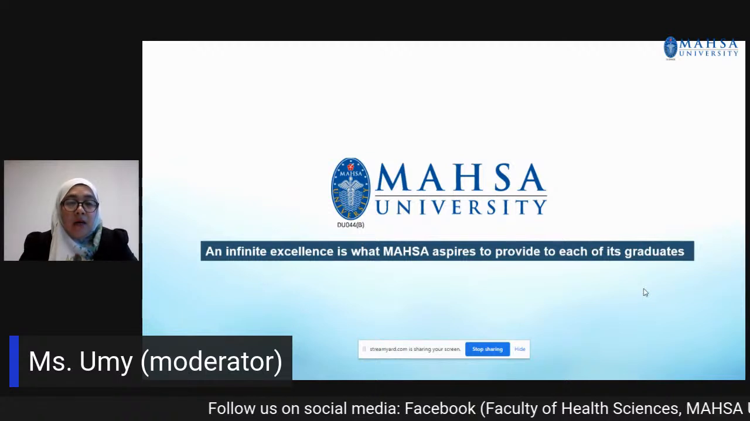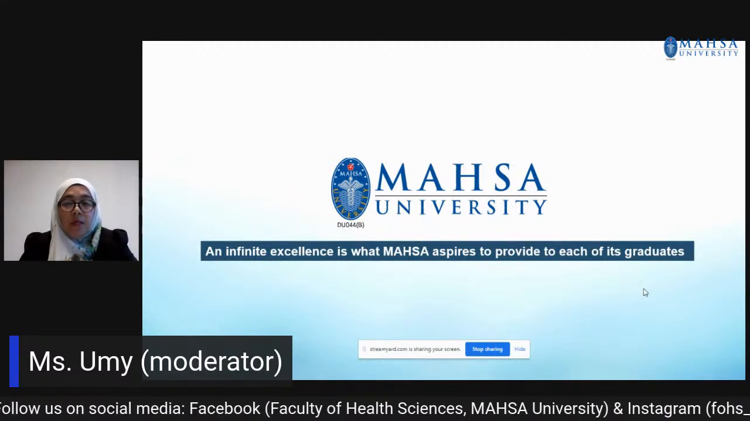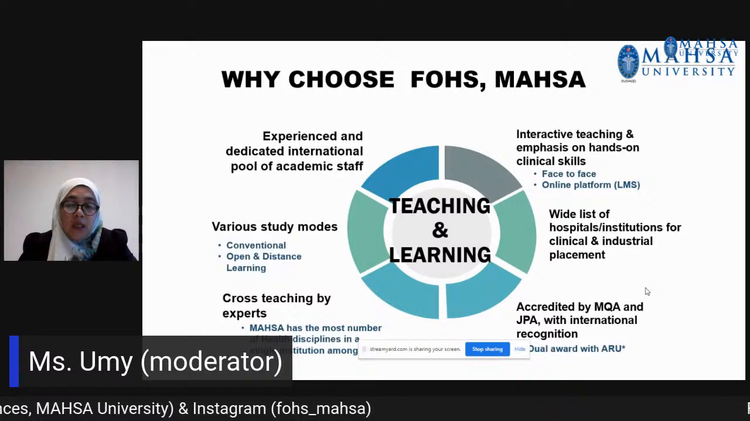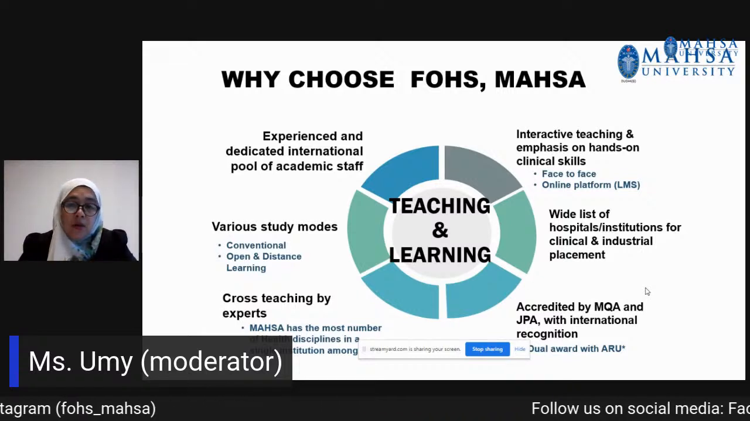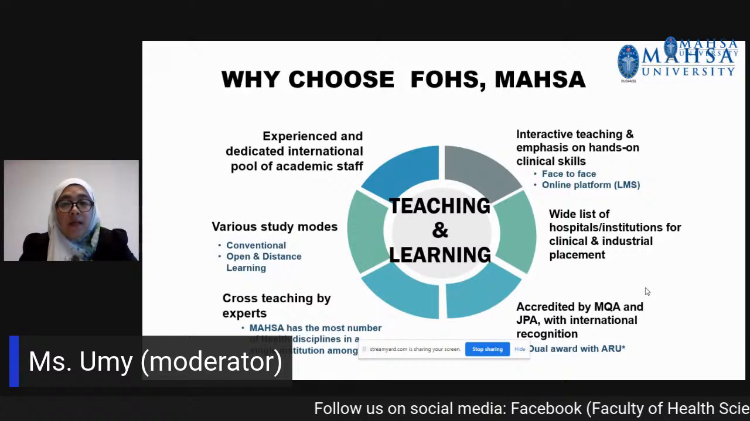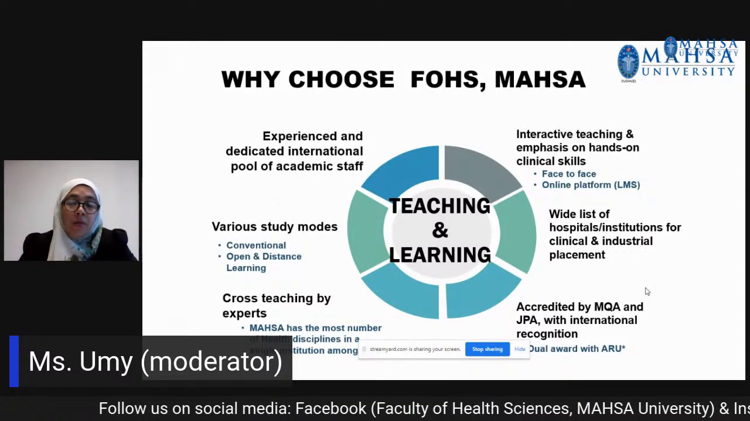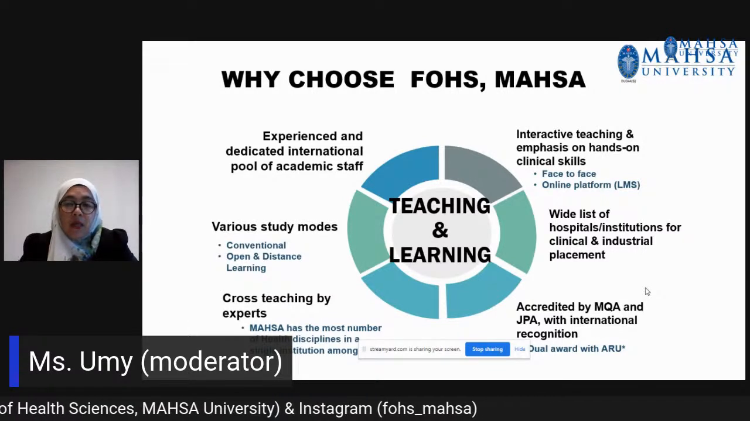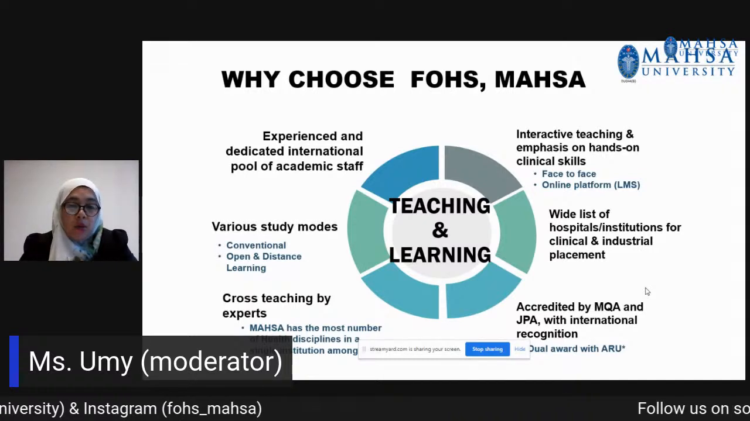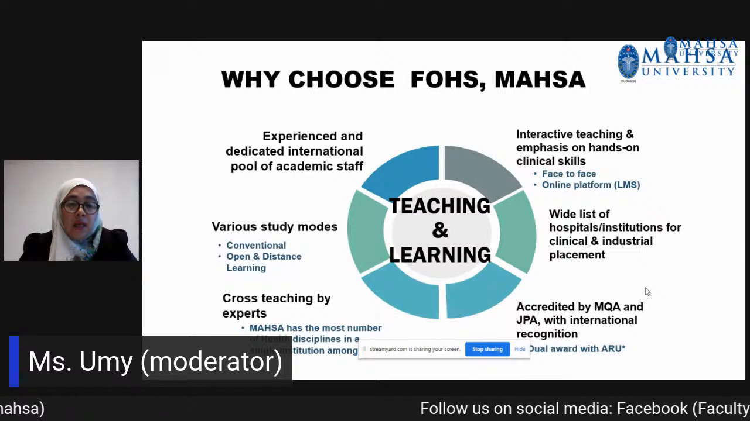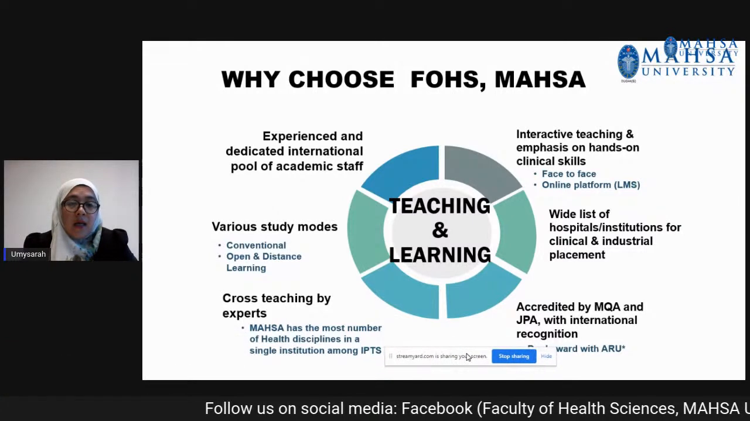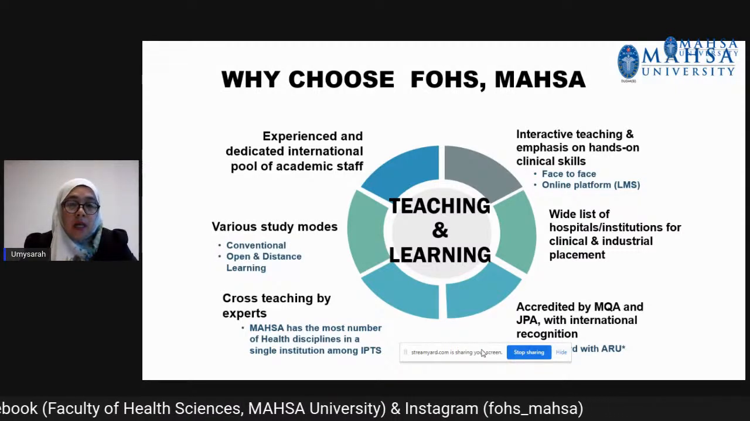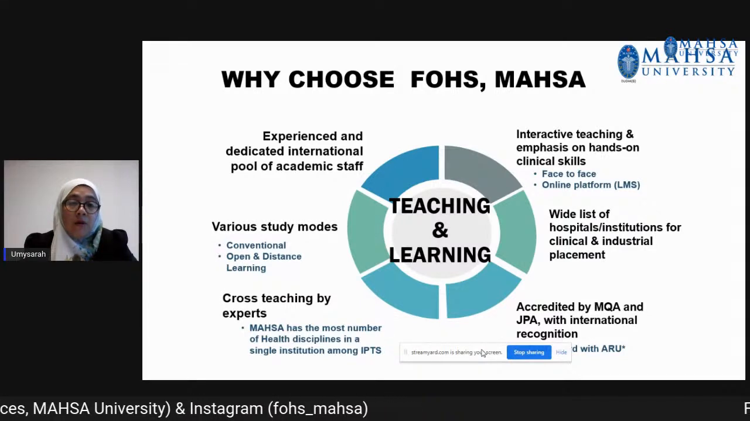MAHSA University and Infinite Excellence is what MAHSA aspires to provide to each of its graduates. Why choose the Faculty of Health Science, MAHSA University? Because we have interactive teaching and emphasis on hands-on clinical skills, face-to-face and online platform, LMS, and a wide list of hospital institutions for clinical and industrial placement. We are accredited by MQA and JPA with international recognition, and we have a dual award with ARU. We have cross-teaching by experts. MAHSA has the most number of health disciplines in a single institution among IPTS. We have various study modes: conventional and open and distance learning, and an experienced and dedicated international pool of academic staff.